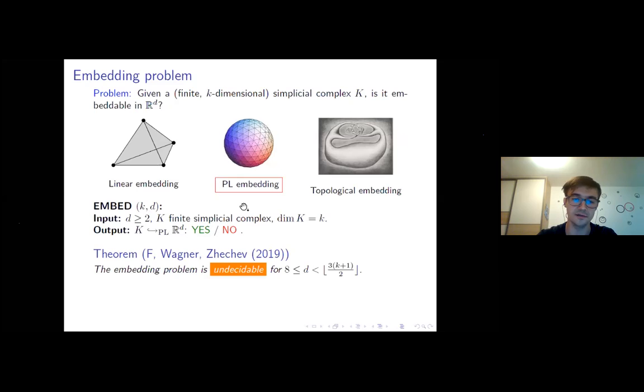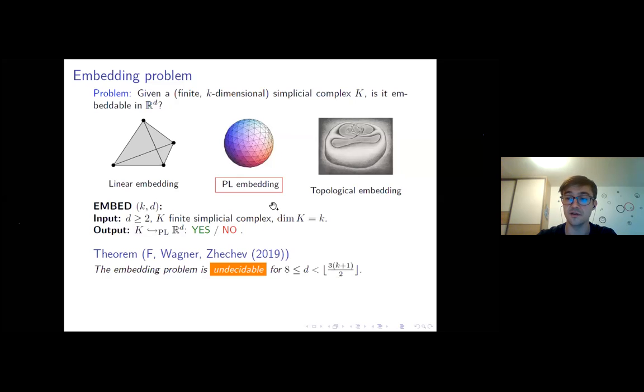So the new result, well, it actually was published this year, so I guess I can change the number here to 2020. It says that the embedding problem is actually algorithmically undecidable in this range of dimensions. So there's some threshold for d, we get d greater than or equal to 8, and d has to be less than roughly 1/2 of k. Okay, and we're going to then talk about details of this.